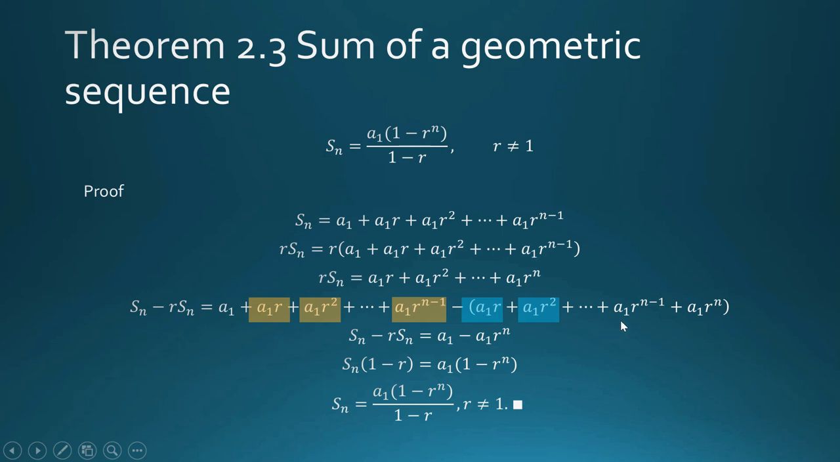And minus this one, so that's going to be 0, and what will be left is a sub 1 minus a sub 1 times r raised to n. So that is why we had this much simpler expression now. S sub n is a common factor. The same with a sub 1. We can factor them out. This is what happens. And we divide both sides by 1 minus r. And this is what we've got.